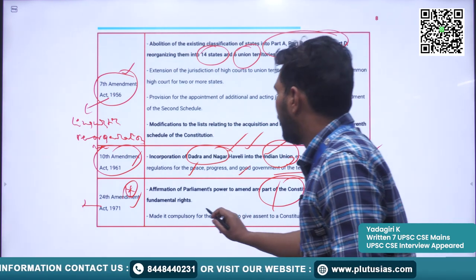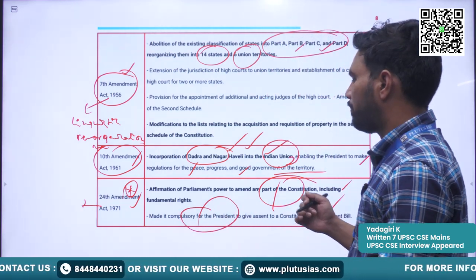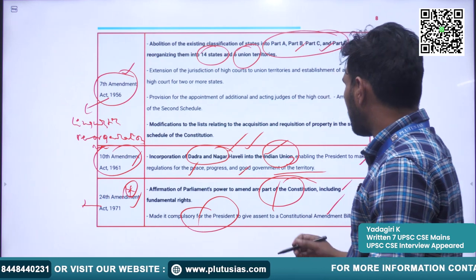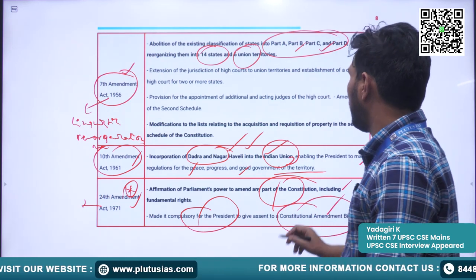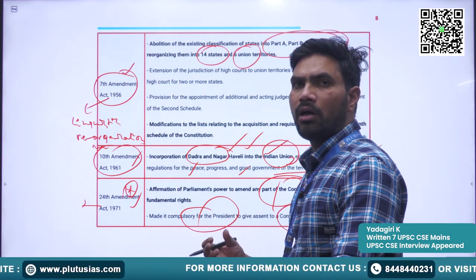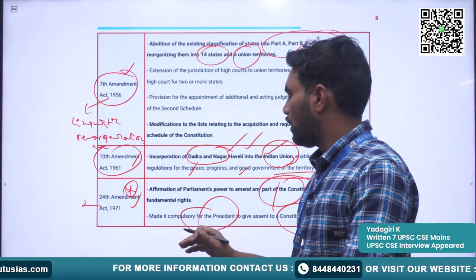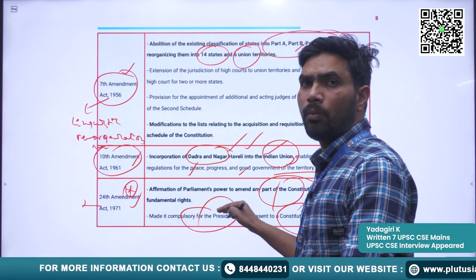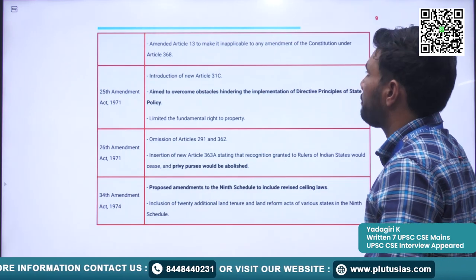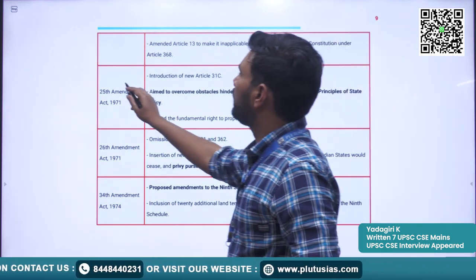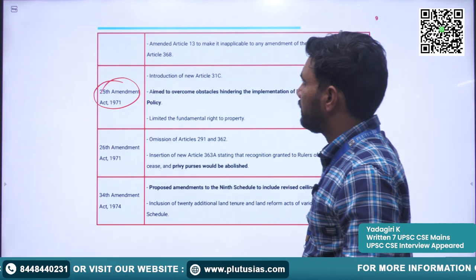Similarly, it made it compulsory for the president to give assent to a constitutional amendment bill. So basically, the president cannot reject a constitutional amendment bill. This particular change has also been brought in. Right. Similarly, the 25th Constitutional Amendment Act of 1971.